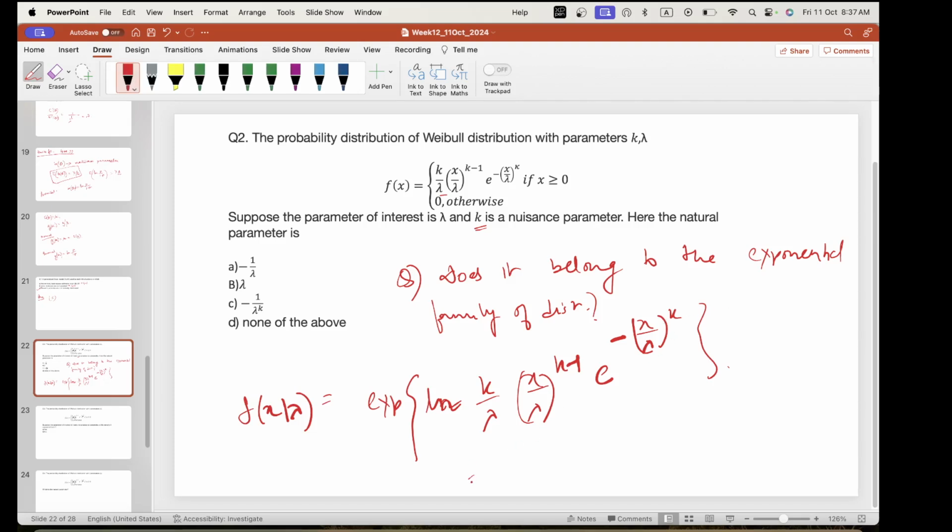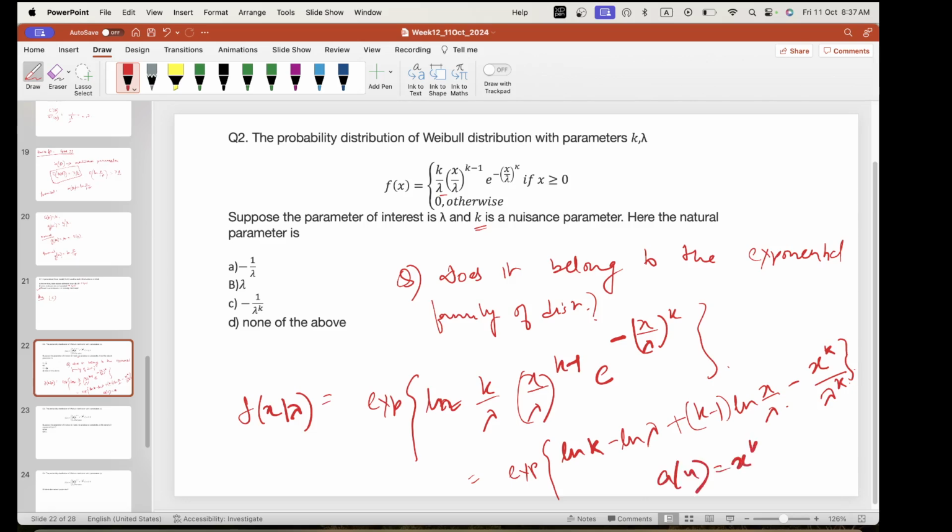Okay, now this one we can write as exponential ln k minus ln lambda plus k minus 1 ln x by lambda minus x to the power k by lambda to the power k. Okay, so here what do we have? Here we have AU equal to x to the power k and d theta equal to minus 1 by lambda to the power k.